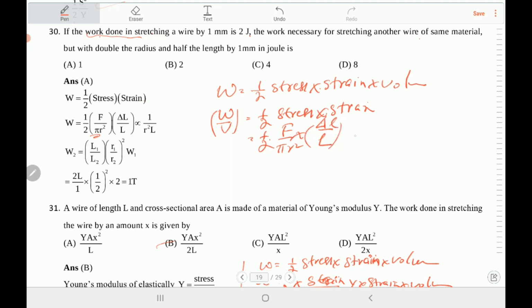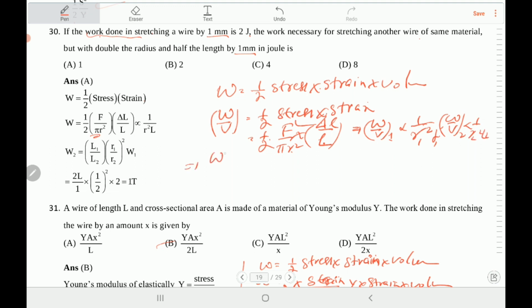Now he says in both the cases, change in length is 1 mm. So delta L is constant for a given force. That's why force is also constant. Therefore this work per unit volume, potential energy stored per unit volume, in the first case W by V is proportional to 1 by R square into L, that is R1 square, L1. Similarly, work per unit volume in the second case is proportional to 1 by R2 square, L2.